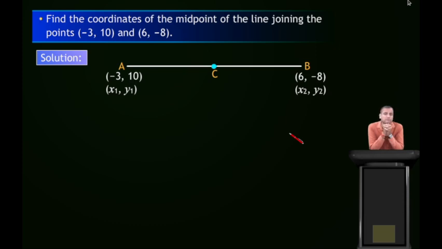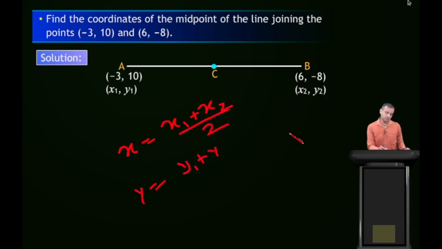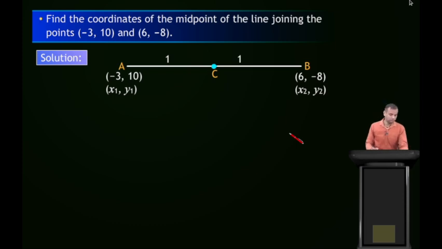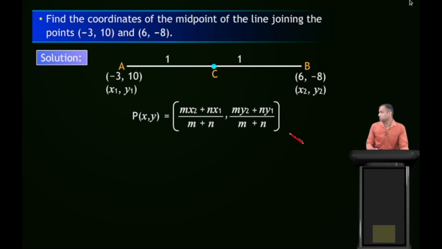So what is the midpoint formula? Yes, very good students, very good answer. The midpoint formula is x equals (x1 plus x2) upon 2 and y equals (y1 plus y2) upon 2. So this is the section formula, (mx2 plus nx1) upon (m plus n), and here the value of m and n is 1.